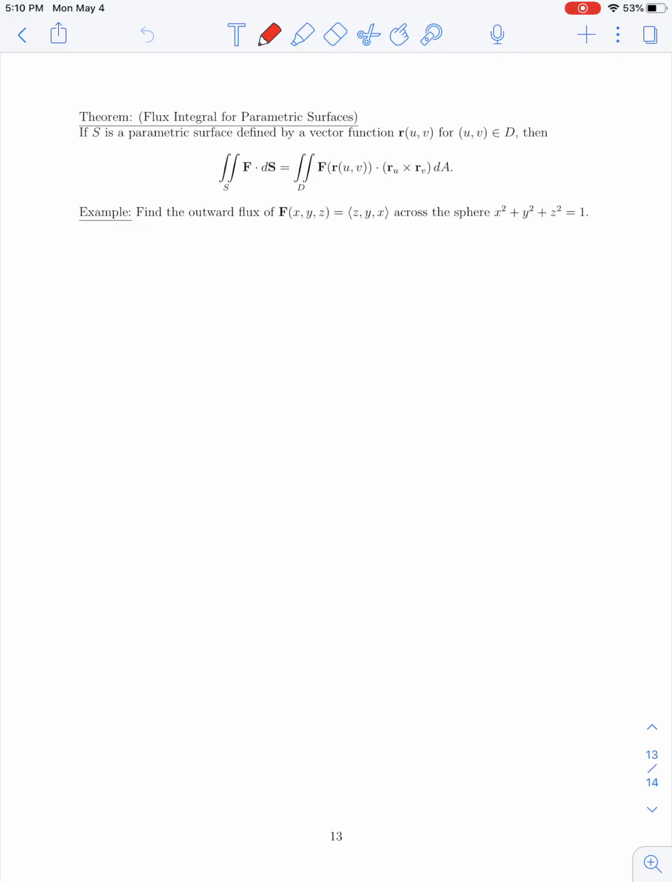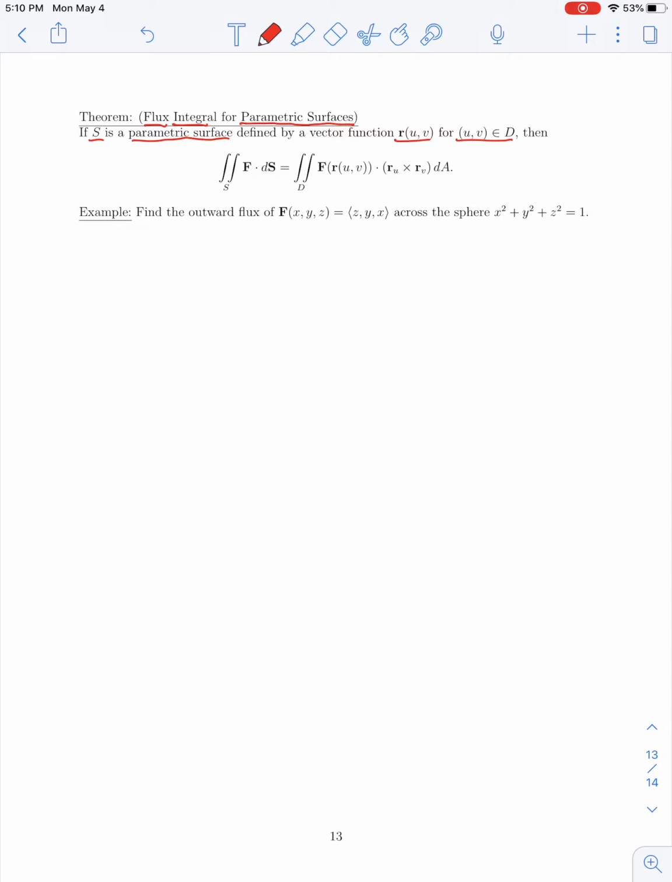But of course, we've seen throughout this section that not all surfaces can be considered as the graph of a function, but some surfaces are described by parametric equations. So in the last part of this section, we will talk about how to define a flux integral over parametric surfaces. So let's suppose that we have a surface S, which is a parametric surface, and it's defined by the vector function r of u, v, where the parameters u, v lie in some plane region D.